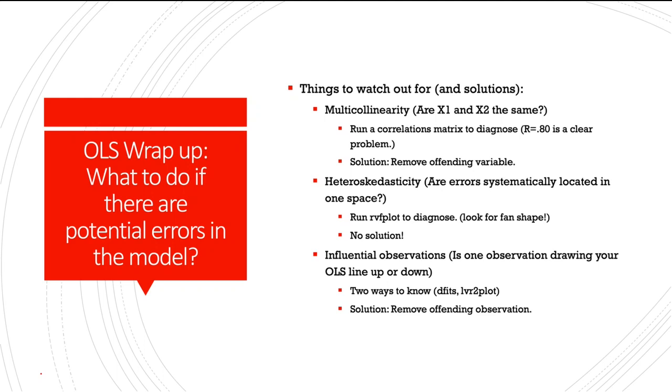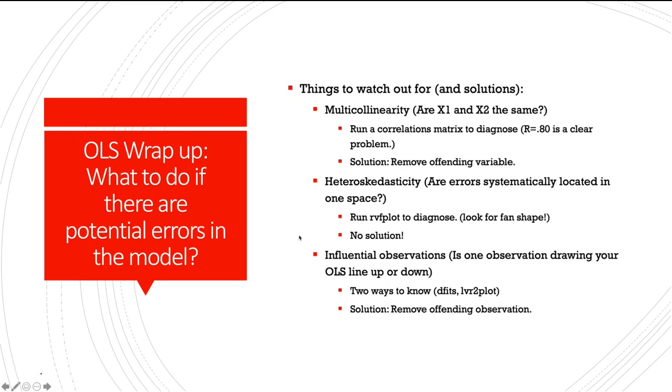There are two ways to diagnose this, and one is to do a dfits. This command in Stata will produce a new variable in your data set, and you're generally looking for dfits values that are higher than 2. You can also plot it. An LVR2 plot is a leverage plot, which if performed correctly, will allow you not only to identify whether or not you have a highly influential observation, but also which one it is. So we can label them so we can identify, oh, that's Brazil 1972. Figures, because it's always Brazil.